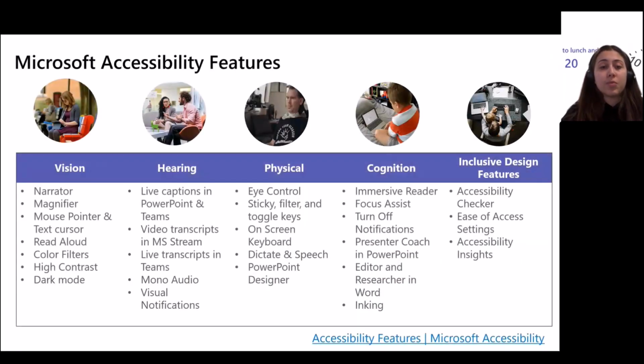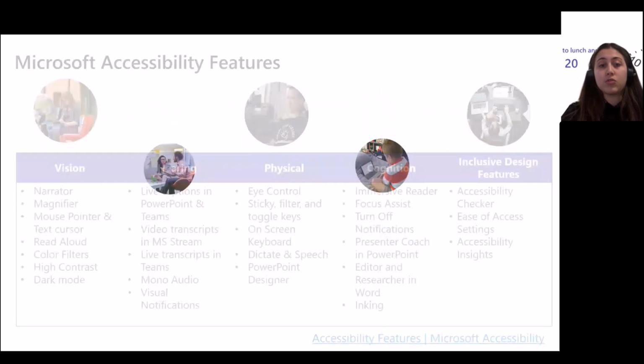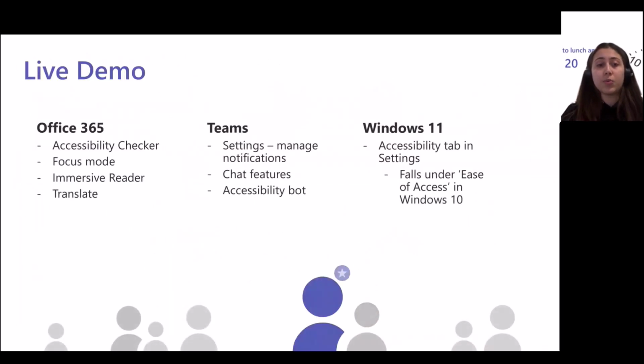So here's a table of all the different accessibility features available at Microsoft, and they're categorized by disability. So to make sure that no one is left out, Microsoft designs their products and technologies with accessibility in mind. So as you can see, there's lots of different features on here, and I won't be able to go over them all, but if you click on the link at the bottom right of the screen, and we're going to share this deck later on, you can go through and learn about the different disabilities. Now, let's jump straight into a live demo.